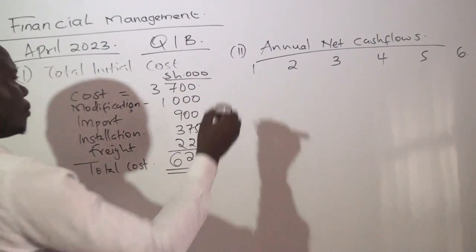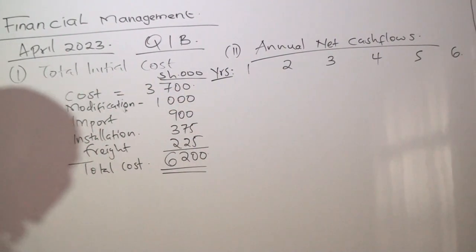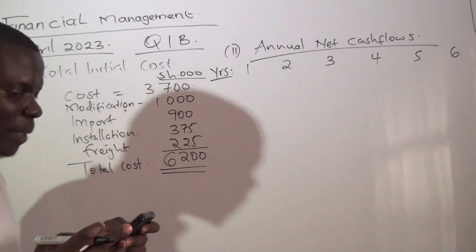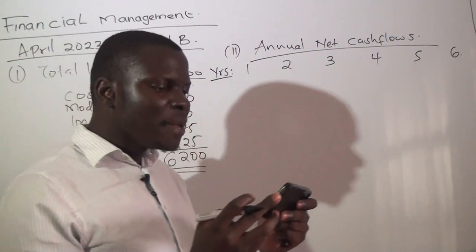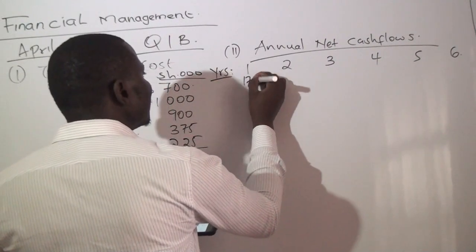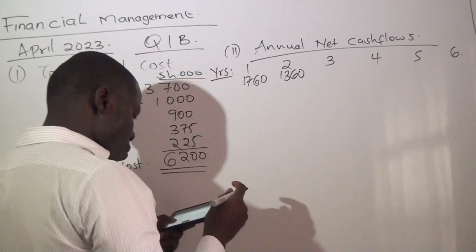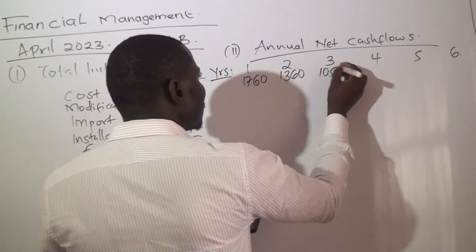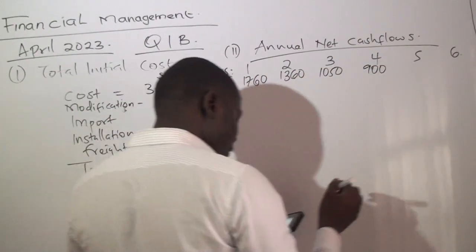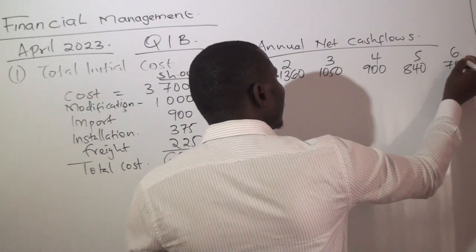6 years. So these are the years. So the first thing that we need to get, we are told that the increase in note number two, the machine is expected to increase the company's annual cash flows before tax as follows. We are having 1760 in year one. We are having 1360 in year two. We are having 1050 in year three. We are having 900 in year four, 840 in year five, and lastly 750 in year six.